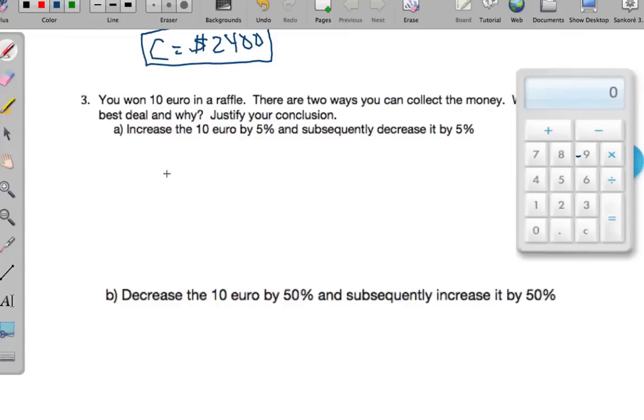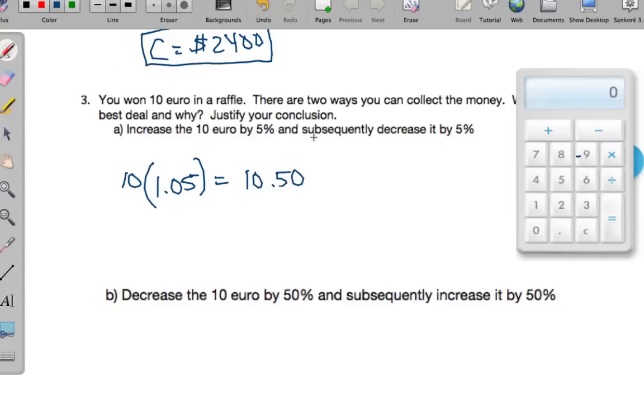Okay, so let's do a part first. I'm going to take my 10 and I'm going to increase it by 5%. So that means I'm going to take my multiplier. I want to make it bigger. Here's the 100%. I want to increase it, so I multiply it by 1.05. And when I get that, I end up with, I can do this one in my head, $10.50.